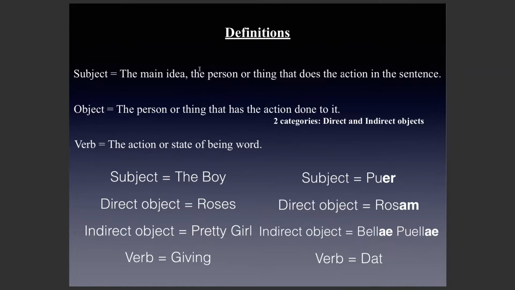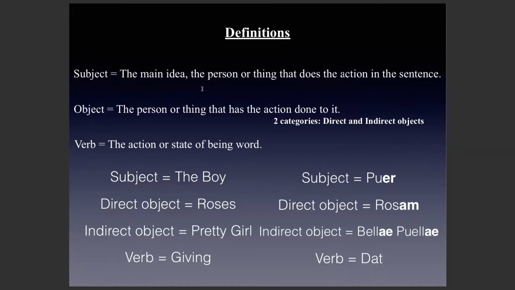The object is the person or the thing that has the action done to it, right? So it's not the main idea. It's whatever is happening, right? There are two different categories, but they're not too complex. Don't worry. There's the indirect object and the direct object. And they're exactly what they're describing. The indirect object is whatever is indirectly affected by the subject. And the direct object is something that's directly affected by the subject. And then the verb, that's the easy one, right? It's the action word or a state of being, right?